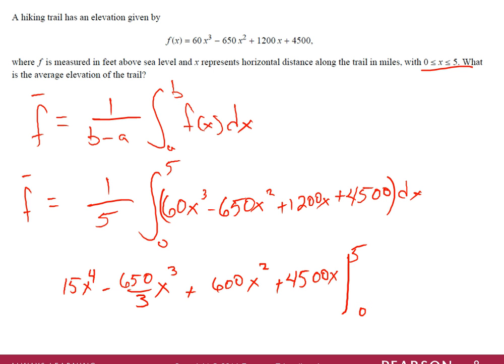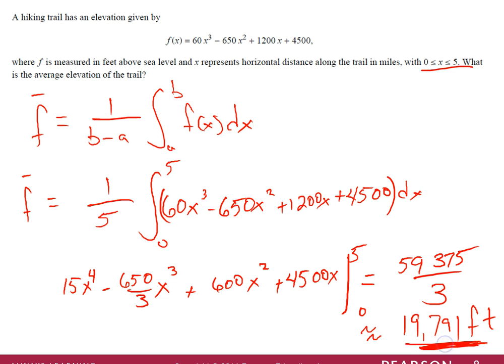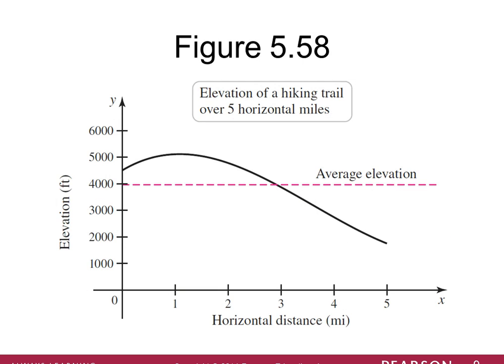The nice thing is, plug in 0 and everything goes away. Plug in 5, you're going to get a fraction, but you'll get 59,375 over 3, or just under 20,000, approximately 19,791 feet above sea level. And that is our average value of our elevation above sea level along that trail from 0.